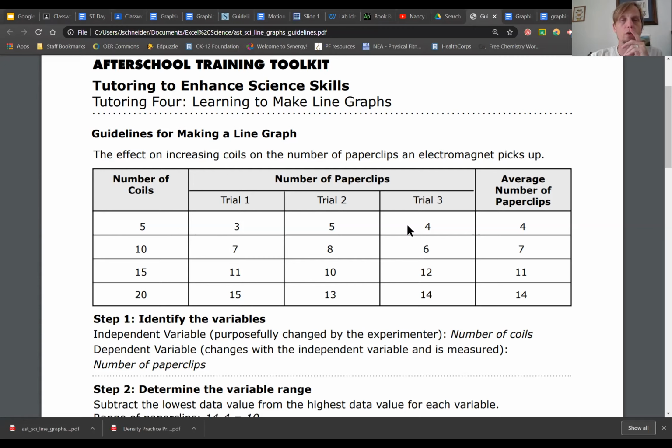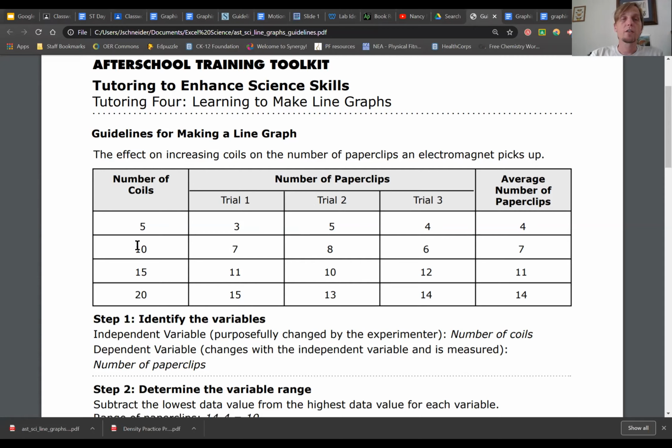So trials 1, 2, and 3 with 5 coils resulted in 3, 5, and then 4. To get an average, you simply add those 3 numbers up, 3 plus 5 plus 4, and divide by the number of trials. In this case, there are 3 trials. So that's 8, 9, 10, 11, 12. You have 12. 12 divided by 3 is 4. And so we wrote 4. This is the average number of paper clips, and it's probably the most accurate.